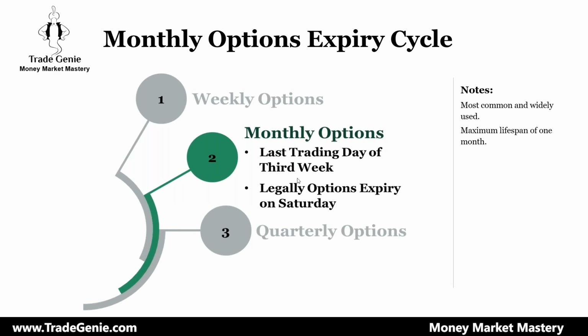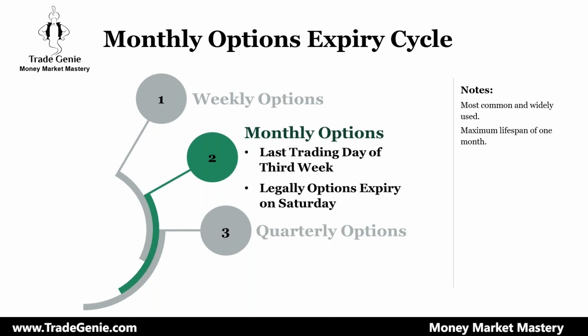So there's another option called the monthly option expiry cycle. This is the most common. This is what I trade and I send the alert. The monthly options expire during the last trading day of the third week. So usually the last trading day of the third week is Friday. So by default, we say it's Friday expiry.